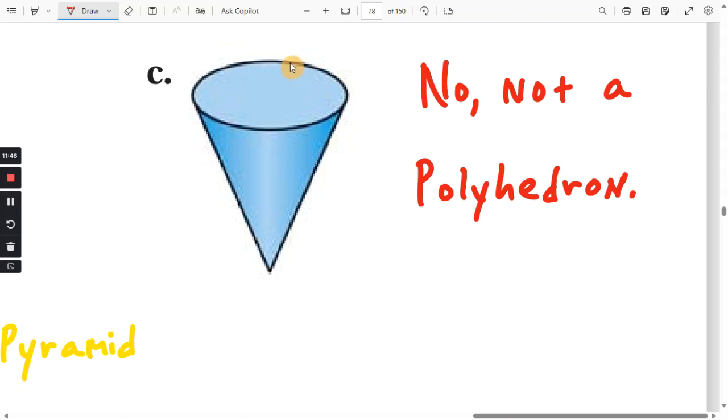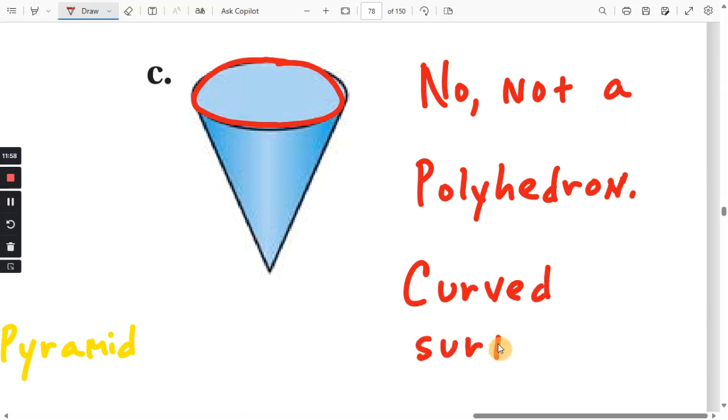Well, it has a curved surface. All right. It has a curved surface. You can't have curves, you can't have circles. A polyhedron has to be polygons only, okay? Polygons are 3 sides or more. They consist of line segments. They do not consist of curves or circles. So this is not a polyhedron, so we can't do the other steps.